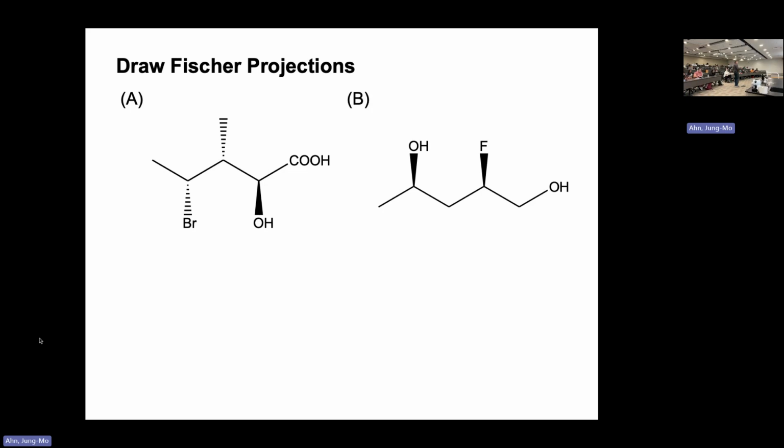Let's draw the Fischer projection of this one. How many stereocenters do you see? We have 1, 2, 3. Is that a stereocenter? Any sp2 carbon is not a stereocenter, right?